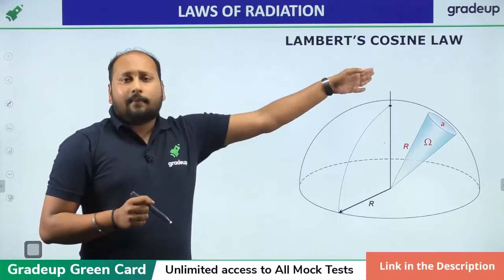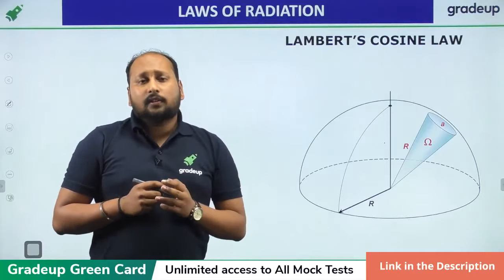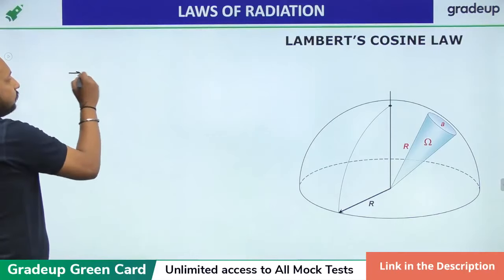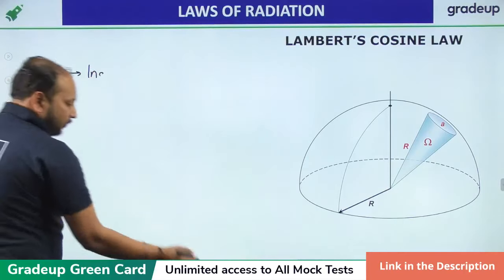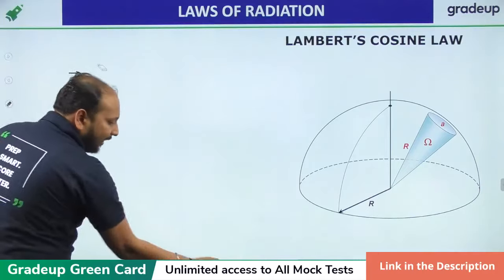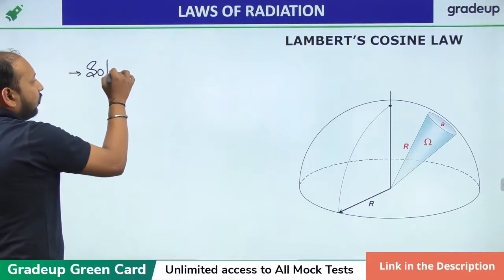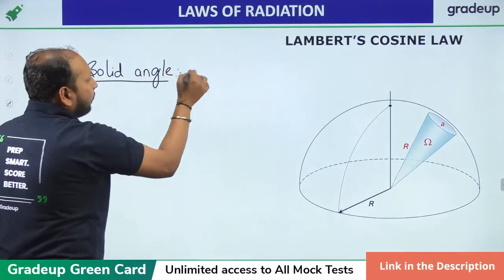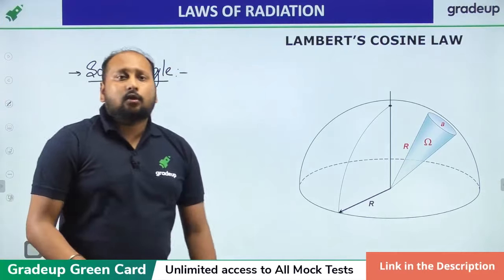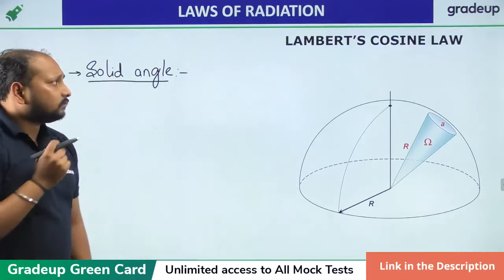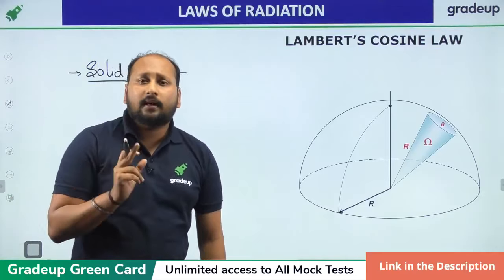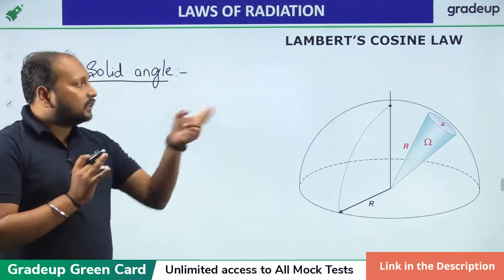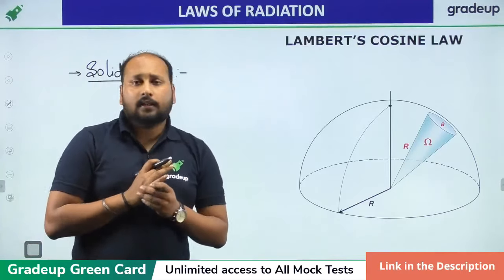So before going into this Lambert cosine law, I'll be telling you the two parameters which are being introduced for understanding this topic. The first parameter is solid angle. So can you tell me what is this solid angle? Because this is very important. For understanding Lambert Cosine Law, there are two parameters. One is solid angle and second is intensity of radiation. If you are able to understand these two concepts, then you can understand this Lambert Cosine Law.